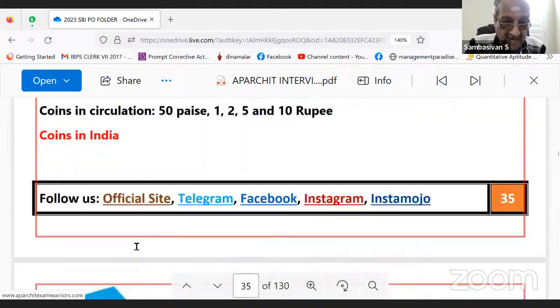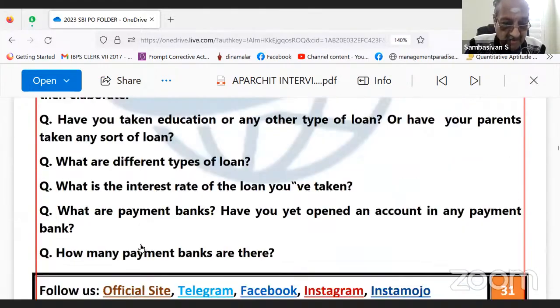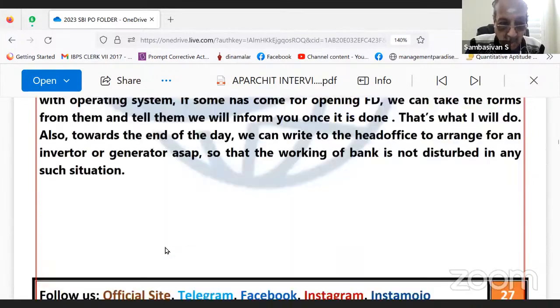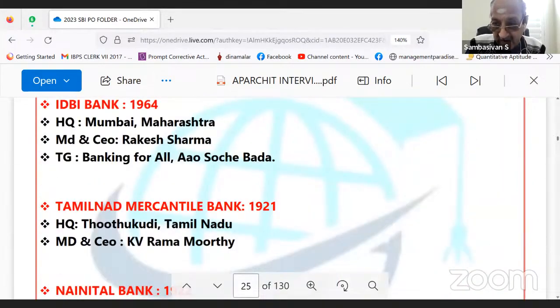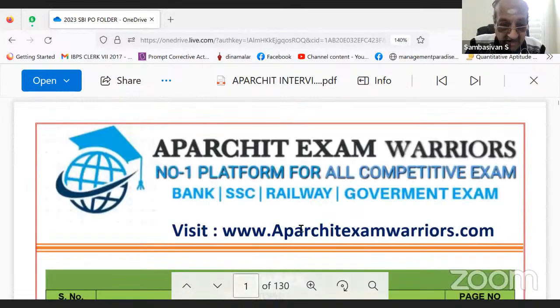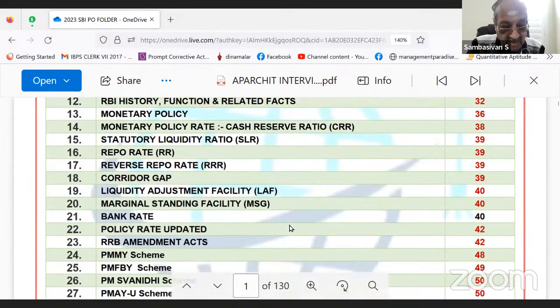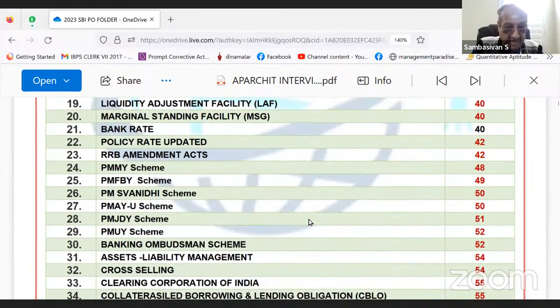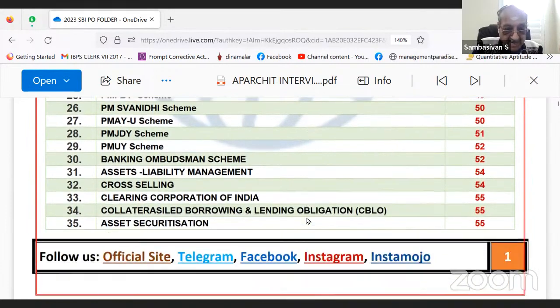So you should be alert. Okay. Please be careful. I will also put a note in our Telegram page itself. Some rates are to be updated. Bank rate, policy rate.